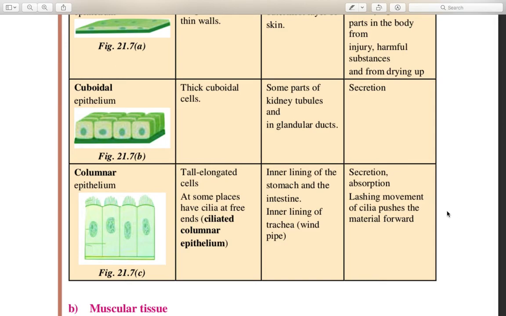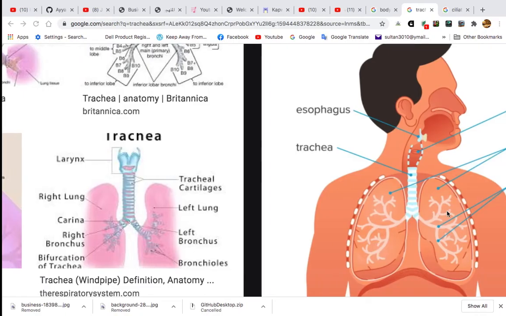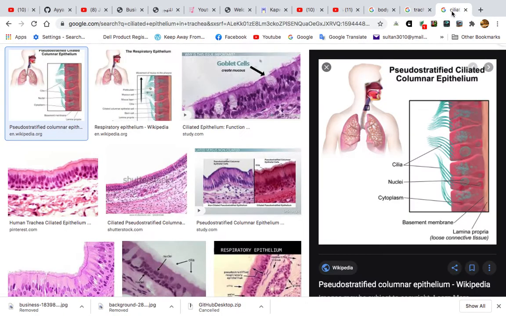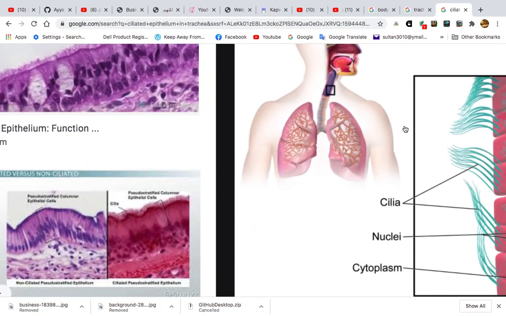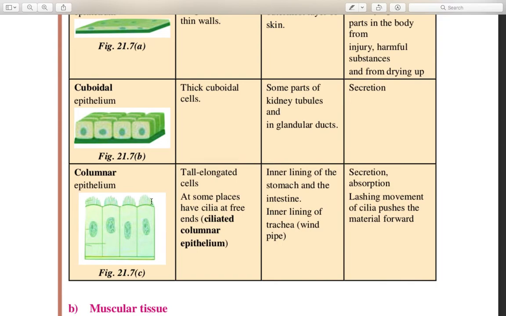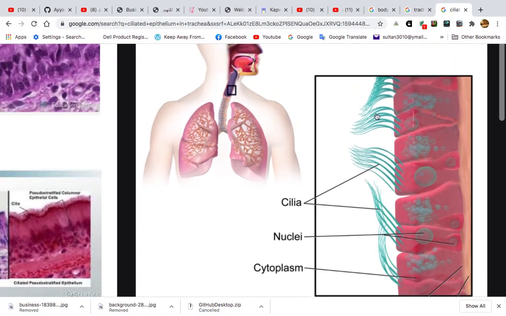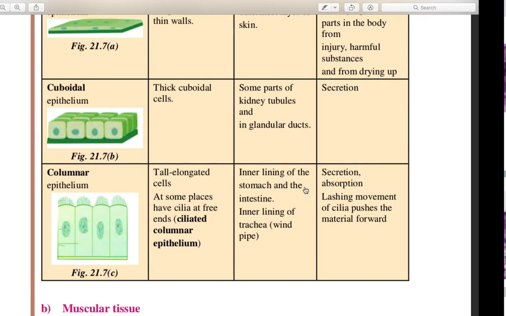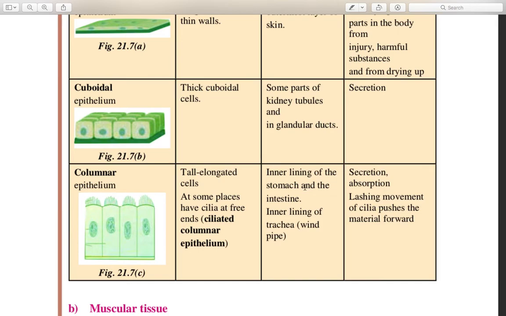Lashing movement of cilia pushes the material forward. That is, during eating, how do they push it? See, this is the trachea pipe, and they have this columnar epithelium tissue here, and they have cilia here, hair-like structures. So when you have food or anything, this muscle helps in pushing the material forward. Okay, these muscle movements along with the cilia push the material forward inside. I hope you understand what I'm trying to say here.